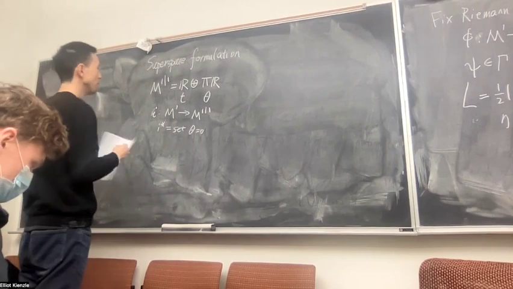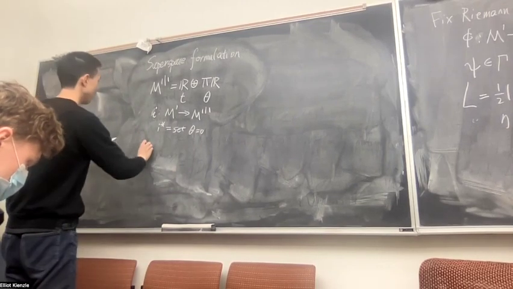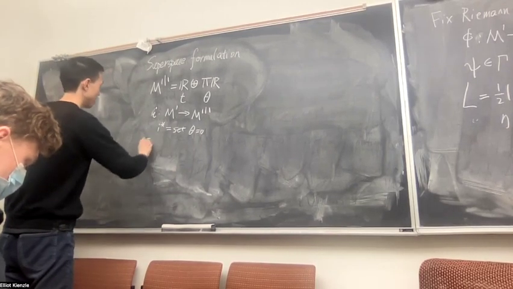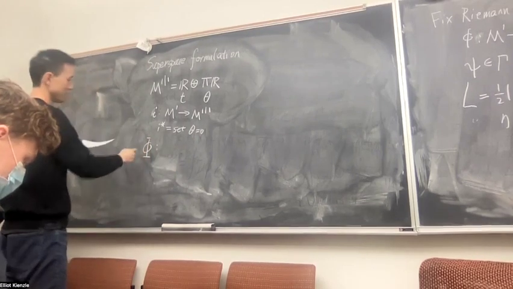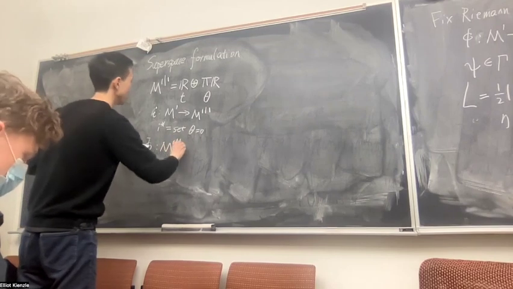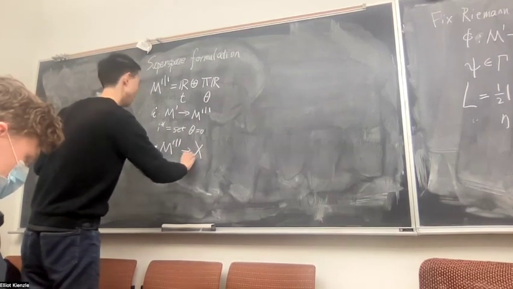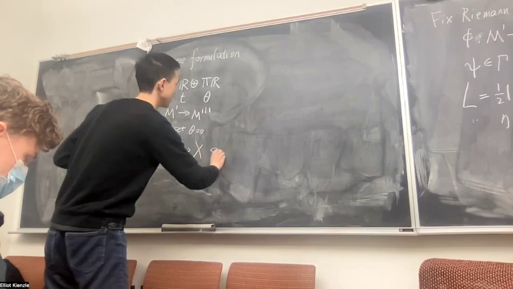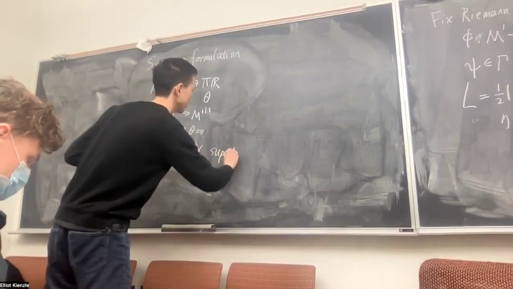So now, let's say we have a field big Phi, which goes from M^{1|1} to X. This is what we talked about last time. This was the superfield.